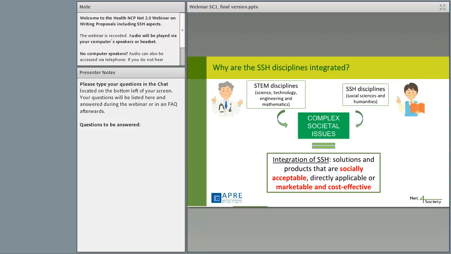First of all, I would like to introduce you the two acronyms that you can see here in this slide. The SSH disciplines, now you know what it means, socio-economic sciences and humanities disciplines. But you have also the STEM disciplines: science, technology, engineering, and mathematics. So the other world, the other side of the research. So the STEM disciplines and the SSH disciplines must work together to face the complex societal issues that are the basis of Horizon 2020.